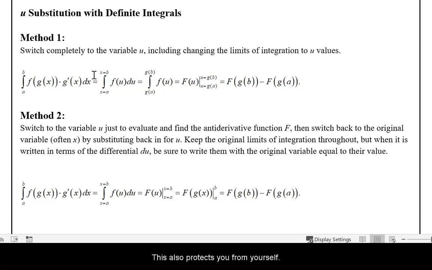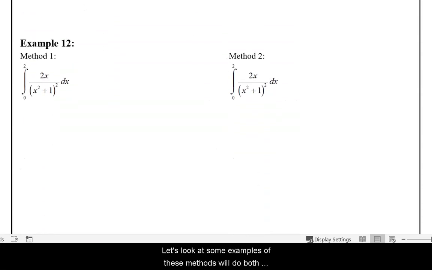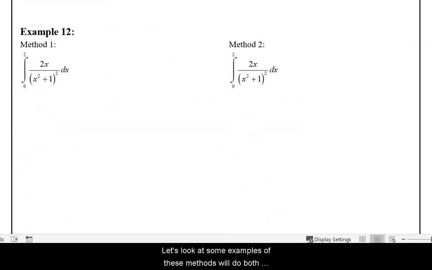This also protects you from yourself, because many students will, if they don't write it that way, forget that they're not actually u values and just plug them in for u instead of waiting to get back to x before they plug them in. Let's look at some examples of these methods. We'll do both methods on the first few so that you can see how it is done.